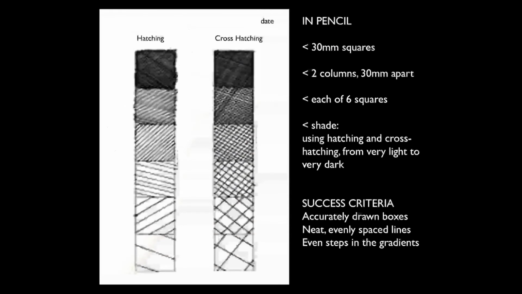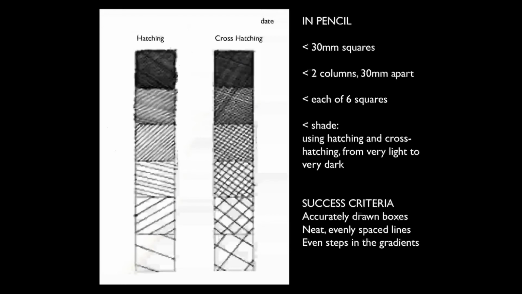Next you're going to look at 3 different shading techniques. So in pencil you will draw 30mm squares. When I talk about measurements I'm always going to be talking about millimeters. So I'm going to say draw squares of 30. There will be 30mm unless I say otherwise. You're going to do it in 2 columns 30mm apart, and each column is going to have 6 squares. So each column is 30mm wide and 180mm tall.